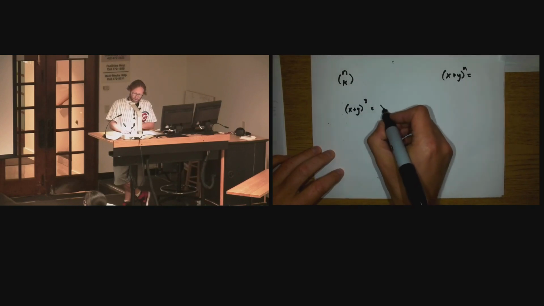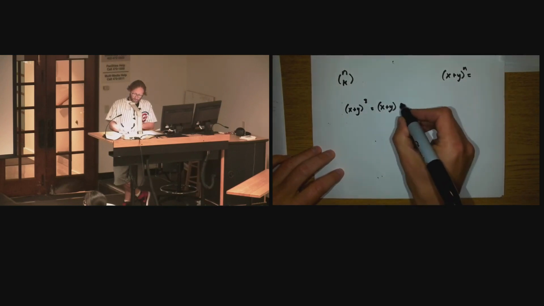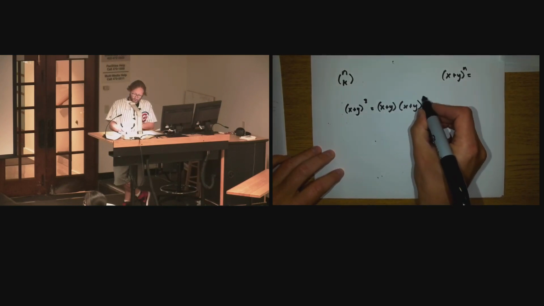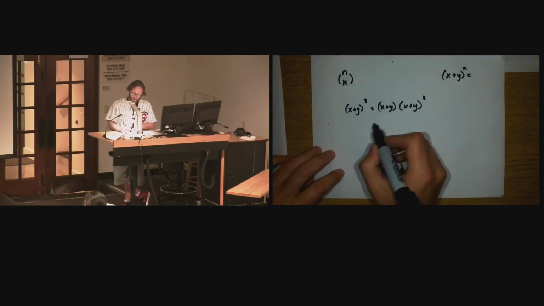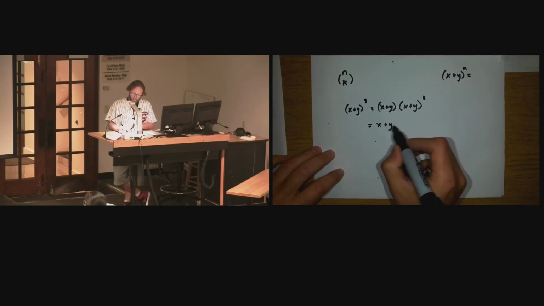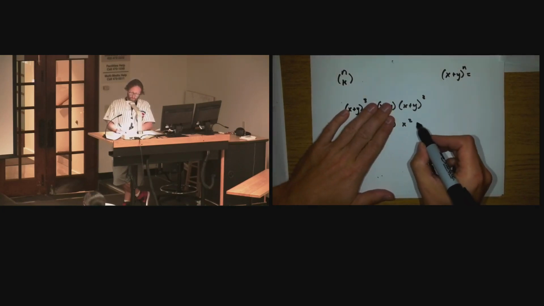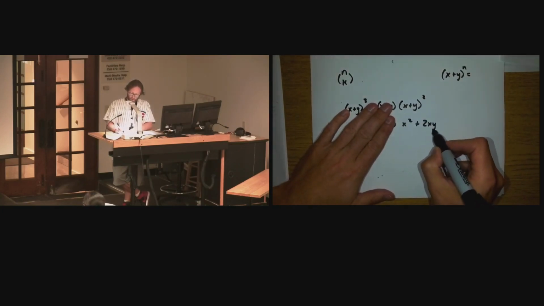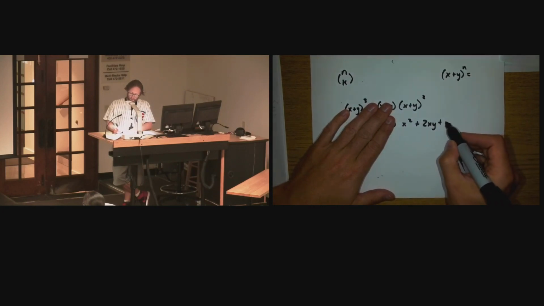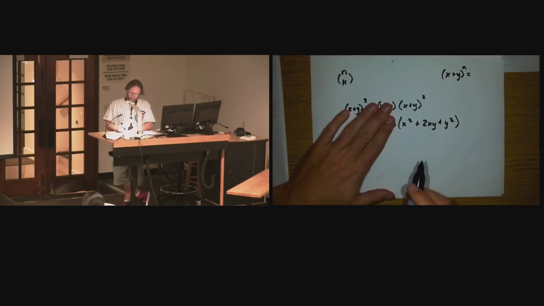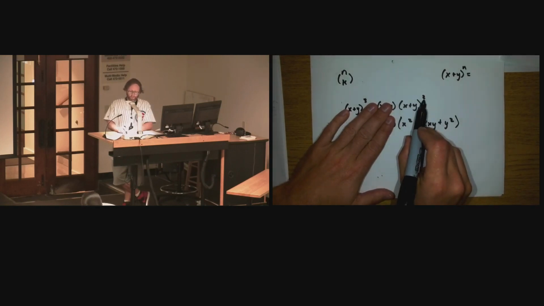Well, this is x plus y times x plus y squared. So let's go ahead and figure this one out, and then we'll distribute x plus y. What does it look like? x squared plus 2xy plus y squared, right? Those are coefficients. I look at it from the perspective of 2.